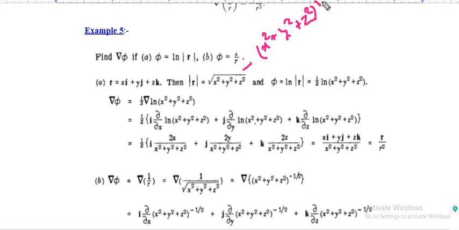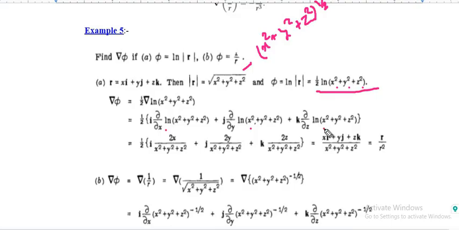Okay, so whole to the power half. If you take the log over there, the half will come out here. So this is ln of x square plus y square plus z square. Now you have to find the gradient over this factor. Again, the idea will be the same as earlier. We need to differentiate it with respect to x separately, y and also z.